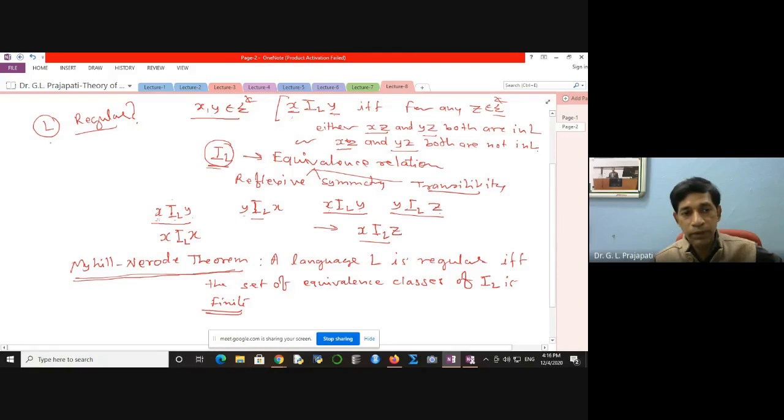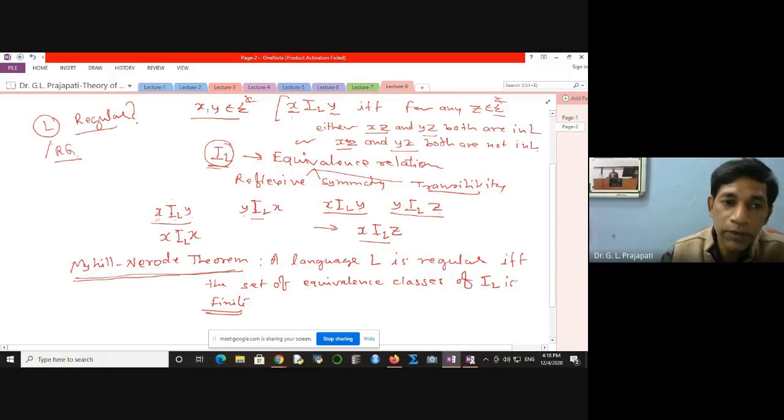One is you can try to construct a grammar for the language. If you have a regular grammar, then you can say that L is regular. The other way to prove whether L is regular is to go for a regular expression. If you can construct a regular expression for the given language, then you can say yes, the language is regular. The third one is if you can find that the equivalence classes are finite.